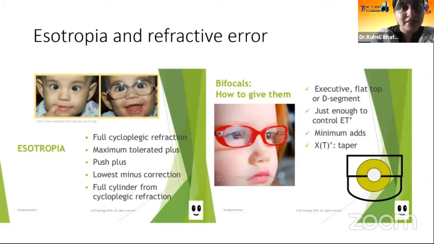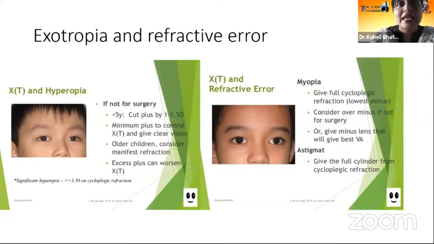This is esotropia. You want to give full cycloplegic refraction, and if you're giving bifocals, prefer to give executive or flat top or D segment bifocals. In exotropia, if the child is hyperopic, then subtract about 1 to 1.5 diopters, and if it is a myope, give full cycloplegic refraction, which is still the lowest minus, and try to see if you need over minus if you're not going for surgery.